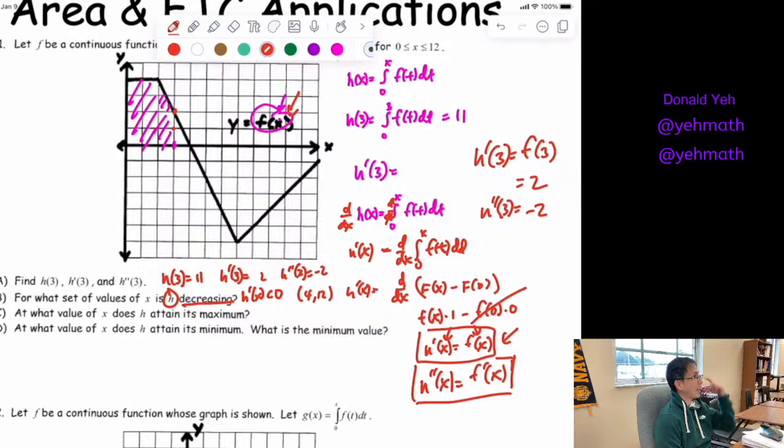So you have to think about analyzing the graph. You have to think about they are below the x-axis. That means f of x is negative. If it's negative, it must mean decreasing on the h of x. No. When they're talking about h is decreasing, that means h prime of x is negative. But since h prime of x equals f of x, now I'm looking at f of x is negative, which is below the x-axis.